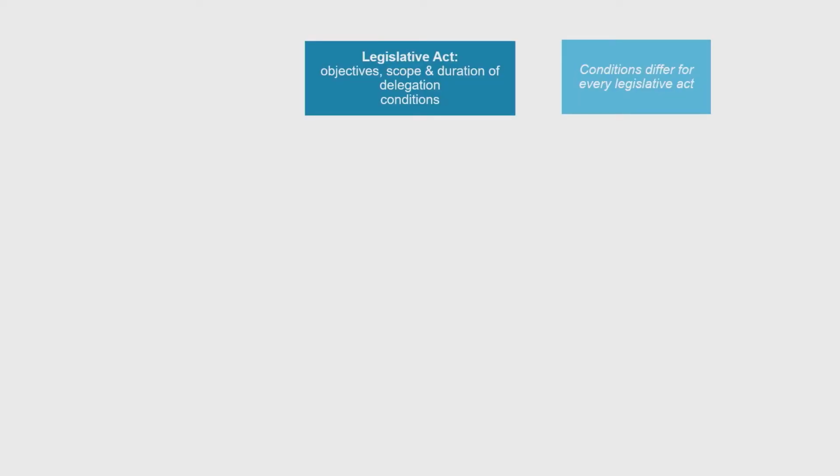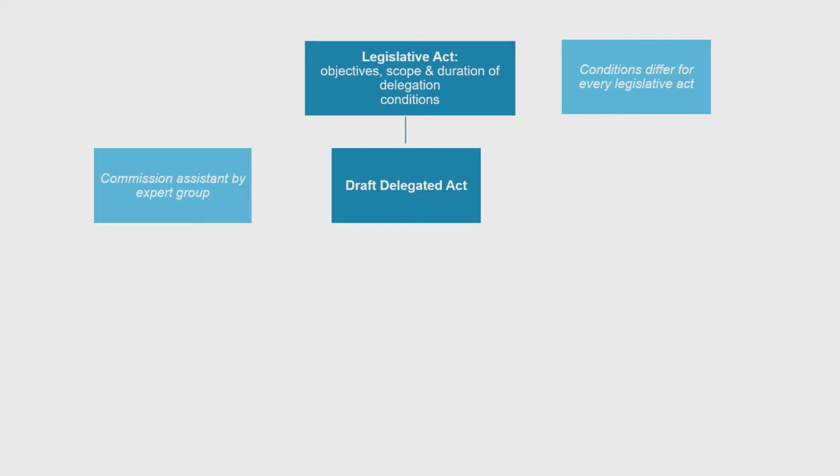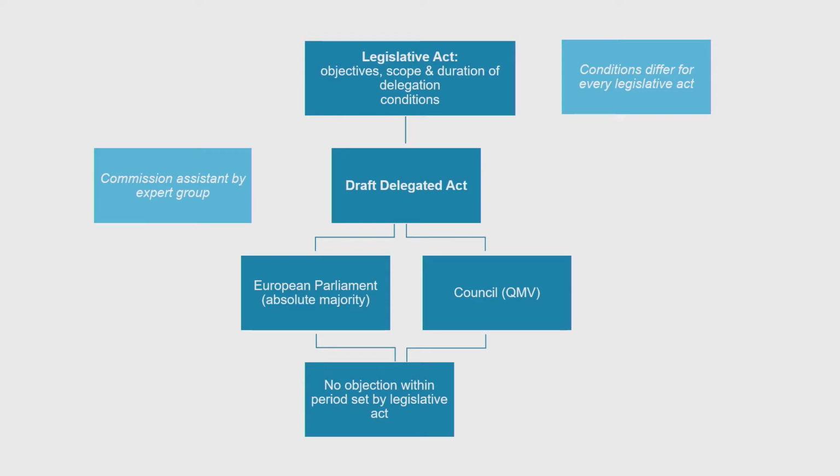The procedure of adopting a delegated act starts with a draft by the European Commission, assisted by experts. Both the European Parliament and the Council can object to draft delegated acts within the period set by the original legislative act. Normally, that's 2 months. The European Parliament needs to act with an absolute majority, and the Council with a qualified majority. For a revocation of delegated powers, there are no time constraints.